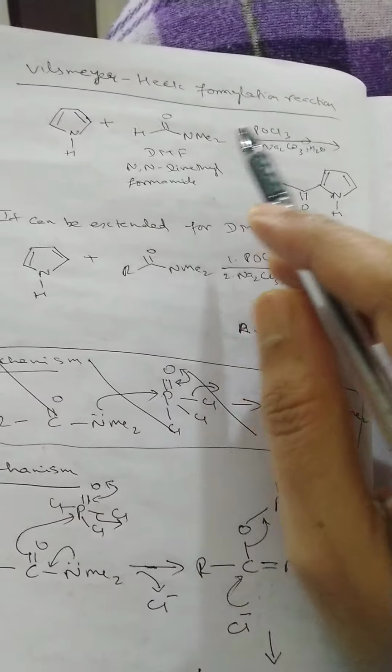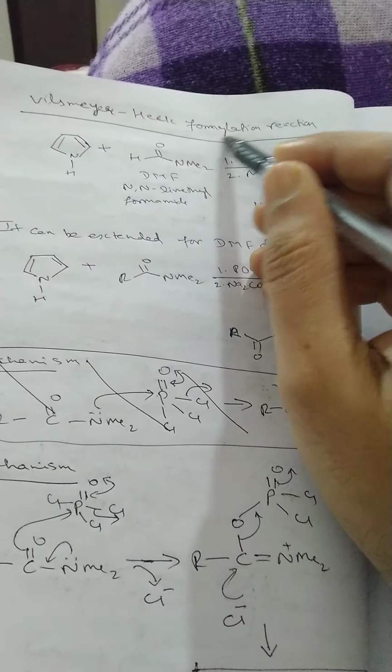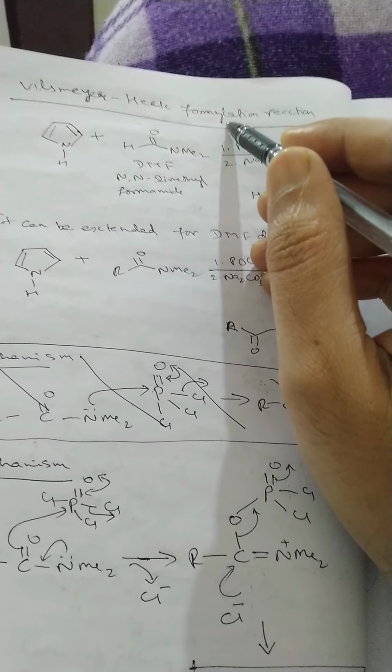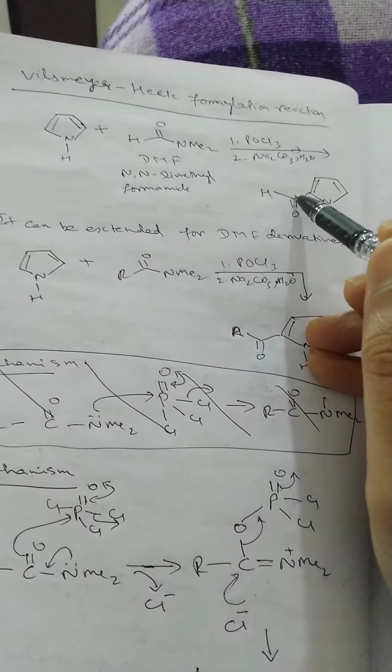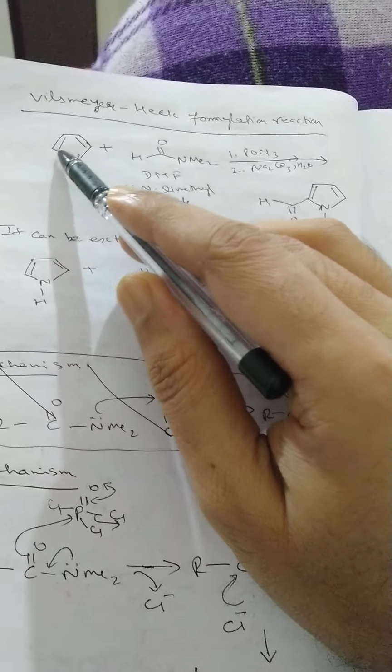So this is the Vilsmeier-Haack formylation reaction. From the name you can understand it is formylation. Formyl is CHO, so it is the addition of a CHO group. And again, if it is pyrrole, attack will happen at position number 2, okay?